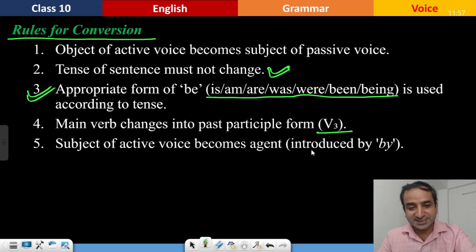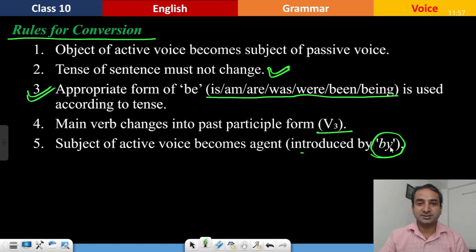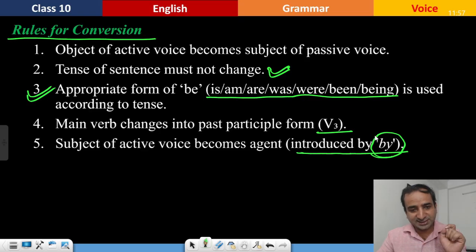Subject of active voice becomes agent introduced by by. Means whatever was there in the subject of active voice, we will put it in the object and we will introduce it by using by before it. Before the old subject. Now that is not going to be subject, as we will put it in place of object. But we will introduce it using by before it. Clear? So using this rule, if you understand this rule well, you don't have to memorize this. If you understand this rule well, simply you can make passive voice. You can transform a sentence from active voice to passive voice.